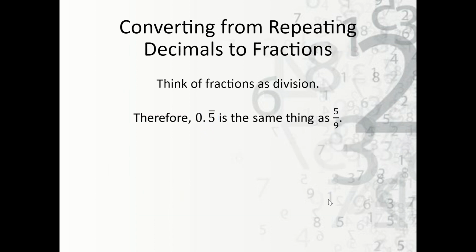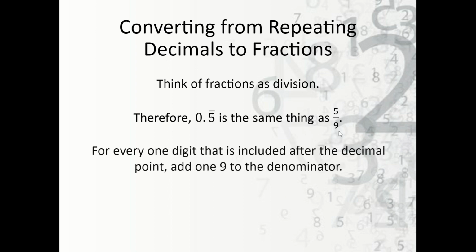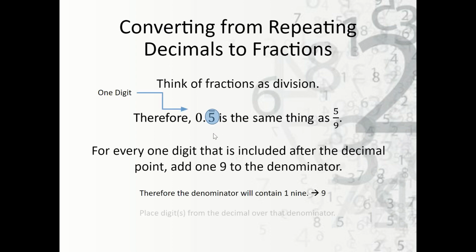Now what happens if we have repeating decimals? Well, I'm going to tell you right now that 0.5 repeat is the same thing as 5 over 9. Now how do we get there? For every one digit that is included after the decimal point and is repeating, we add one 9 to the denominator. So in this case, there's one digit after the decimal point that is repeating, so we're going to include one 9. So it would be 5 over 9.